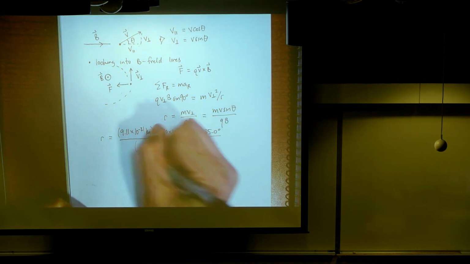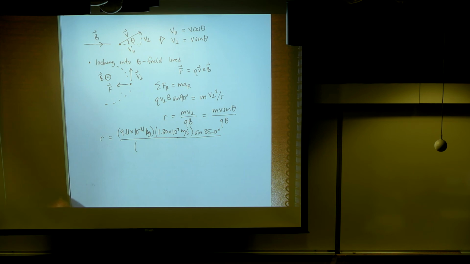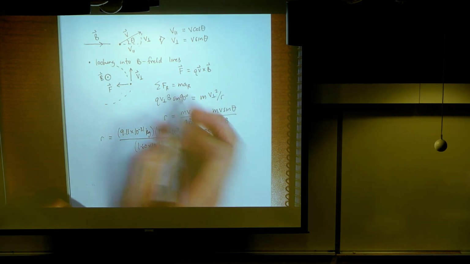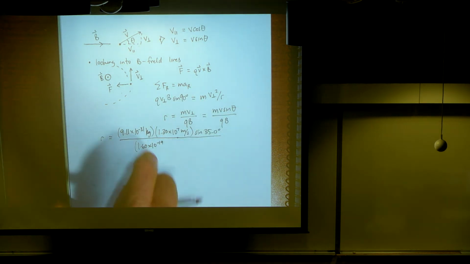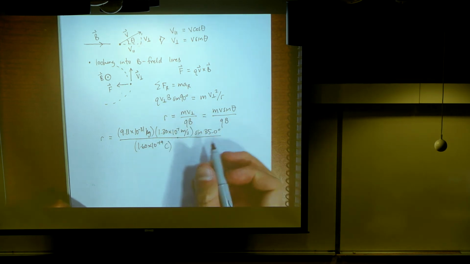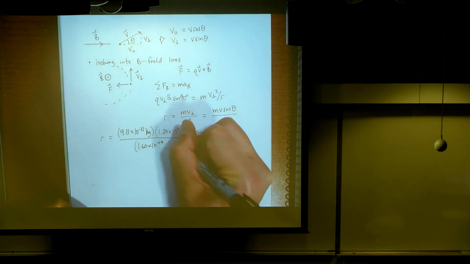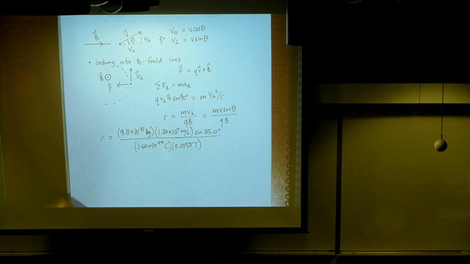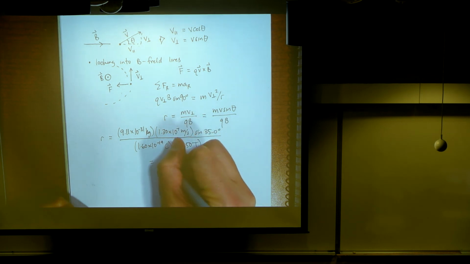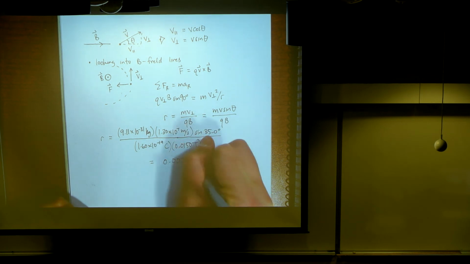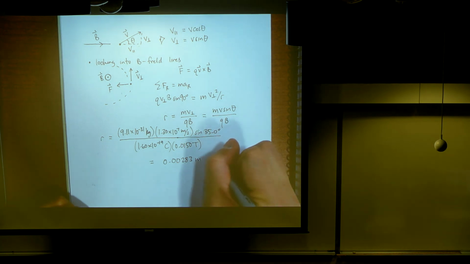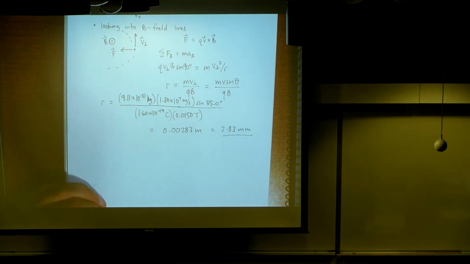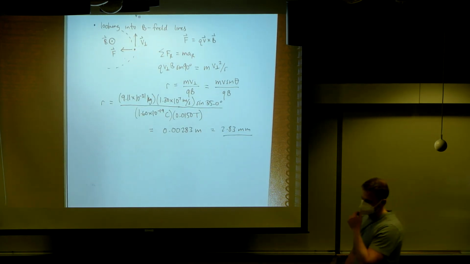All right, then charge. Here we're strictly speaking magnitudes. That's 1.6 times 10 to the minus 19 coulombs, because over here we found the magnitude, right? So this is positive by definition. The B field is 0.0150 Tesla. Okay, there it is. So what do we get? We get 0.00283 meters, which you can write as 2.83 millimeters. That's the radius of this helix, okay?